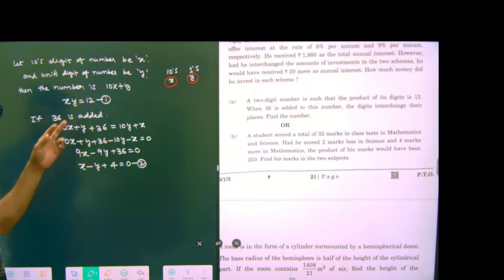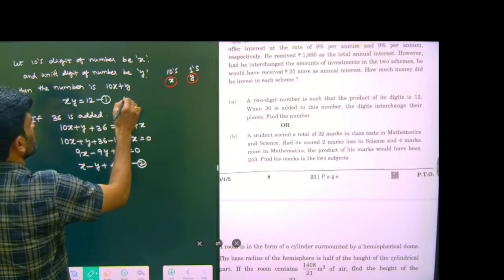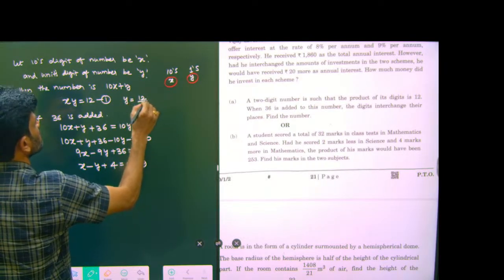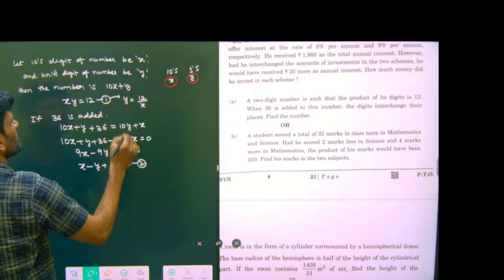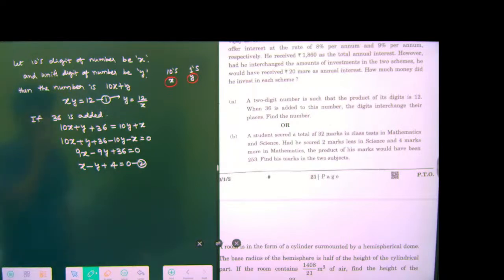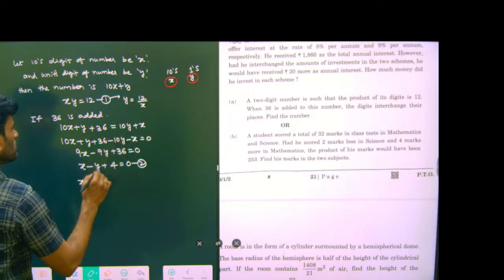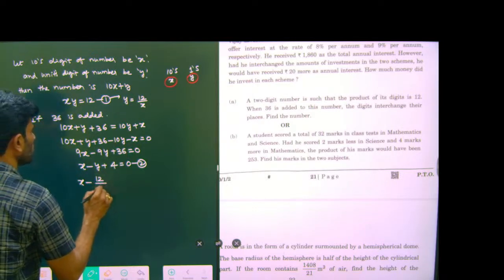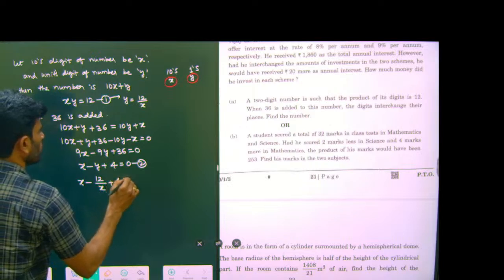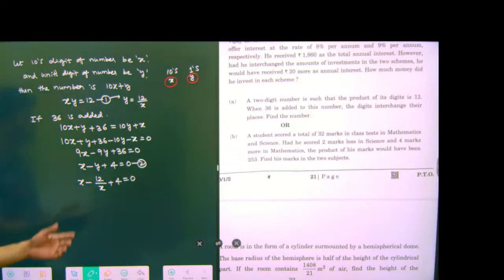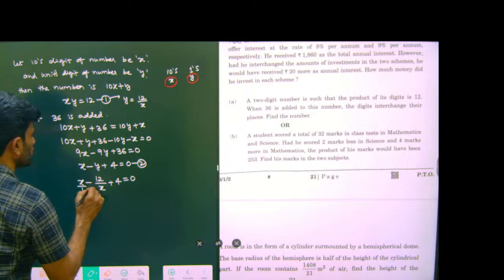Now from equation 1 we get y is equal to 12 by x. From equation 1 we got y is equal to 12 by x. Now what you have to do is substitute this y is equal to 12 by x in equation 2. Then we get x minus 12 by x plus 4 is equal to 0. Now we have to simplify it. We have to take the LCM.